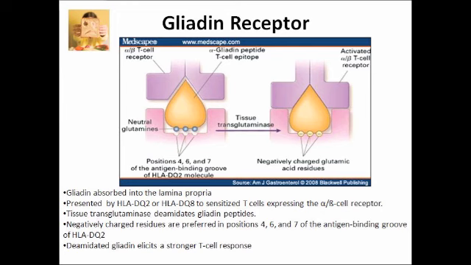Tissue transglutaminase deamidates gliadin peptides, generating acidic, negatively charged residues of glutamic acid from neutral glutamines. Because negatively charged residues are preferred in certain positions, such as 4, 6, and 7 of the antigen binding groove of the HLA-DQ2, deamidated gliadin elicits a stronger T cell response.